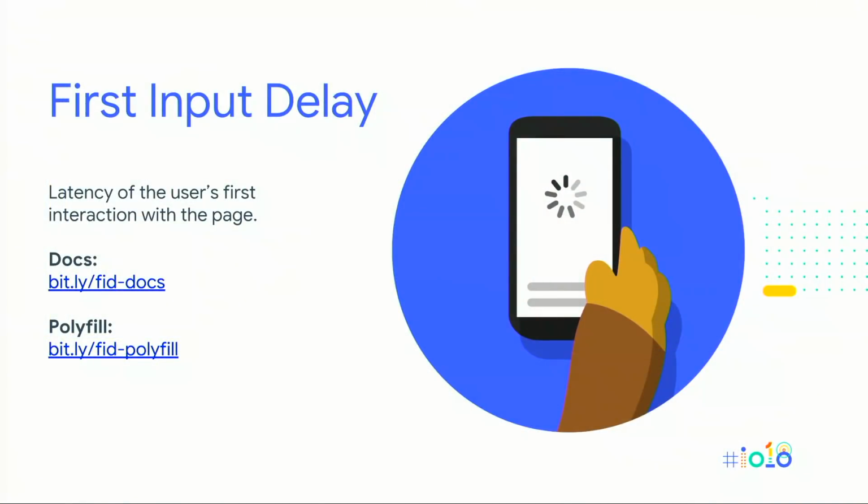And this is exactly the type of user experience we want to minimize with a metric called first input delay, which we're introducing for the first time today. First input delay is essentially measuring the latency of the user's first interaction with the page. What this basically means is the time from when a user interacts with your page to the time when the code that you wrote to respond to that interaction actually runs.